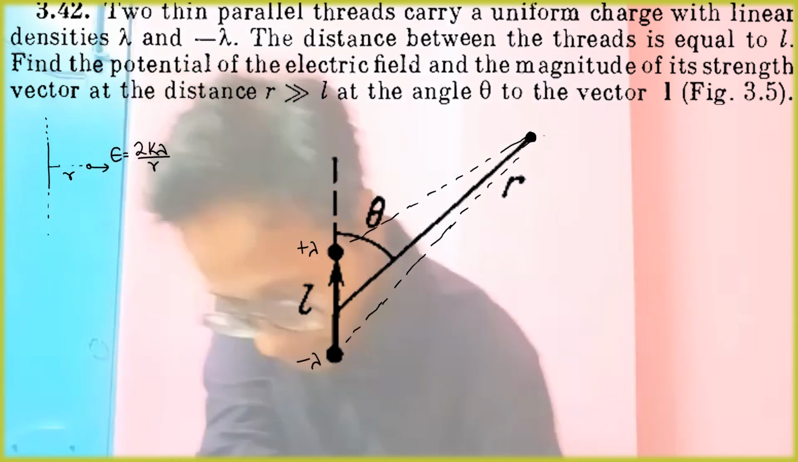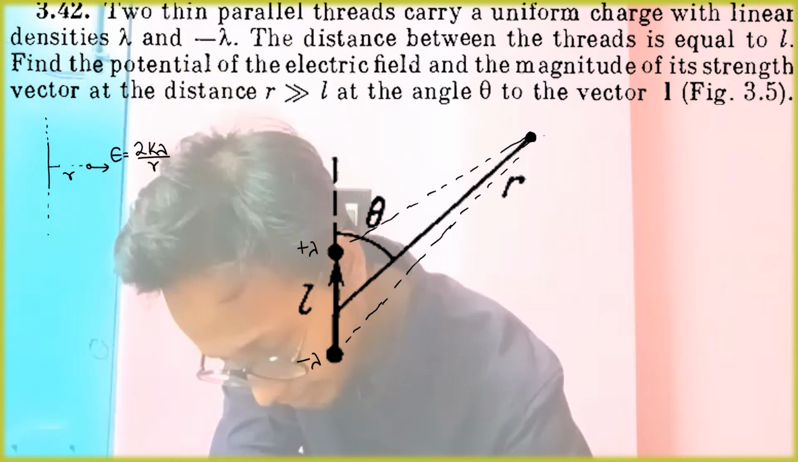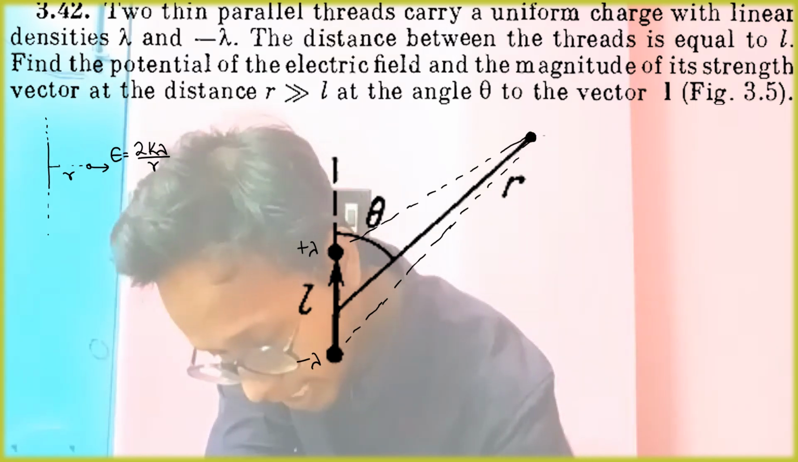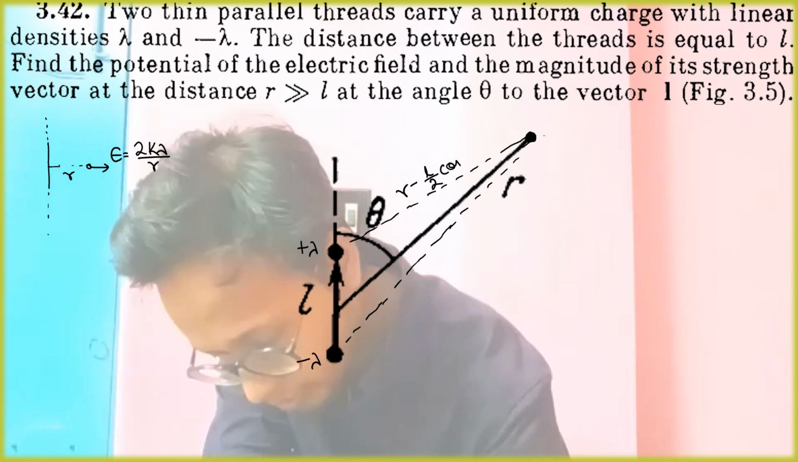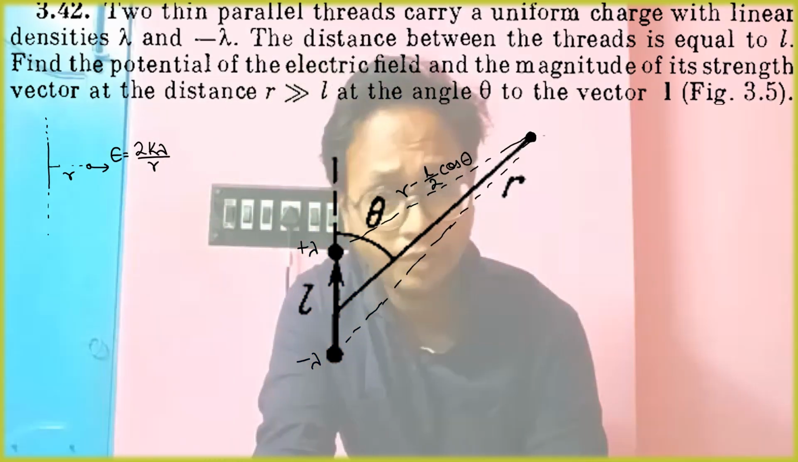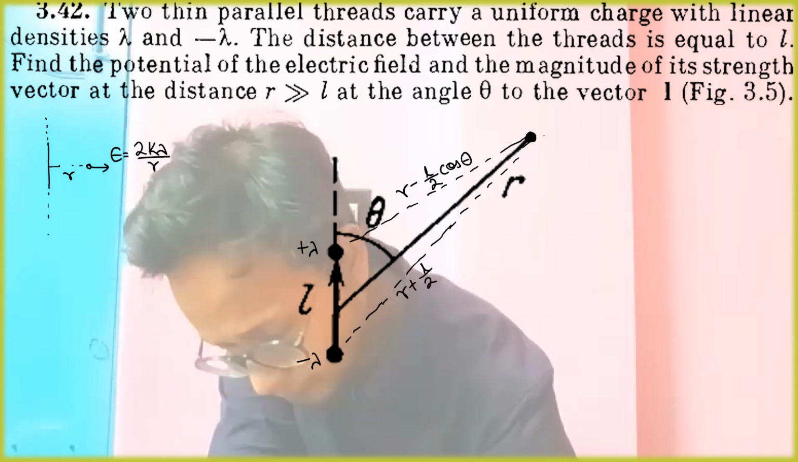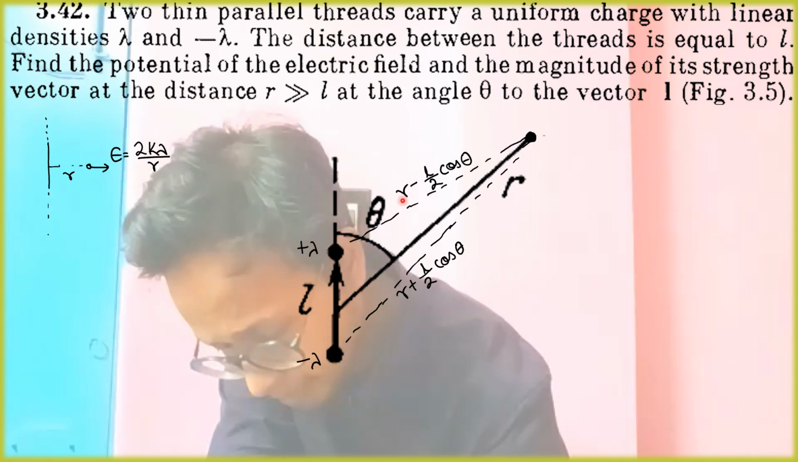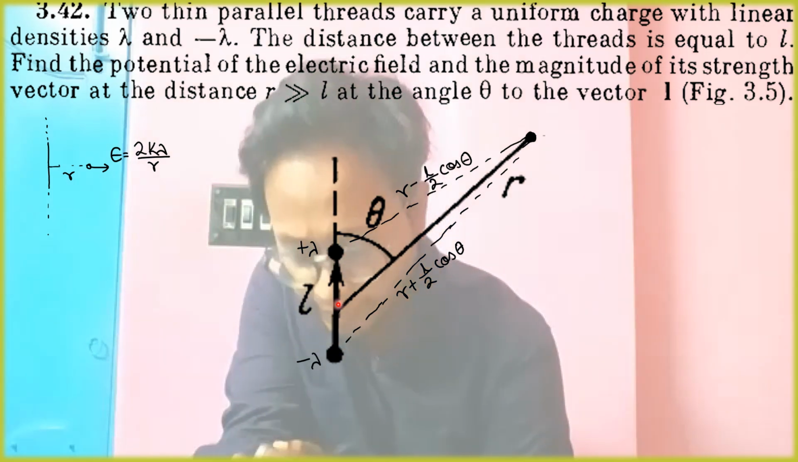Okay, the length of this line is nothing but, if this distance is r, this much length is nothing but r minus l by 2 cos theta. I have already done this before. And the bottom line is r plus l by 2 cos theta. That means this much length is r minus l by 2 cos theta, and this much length is r plus l by 2 cos theta. But this is l. Fair and fine.